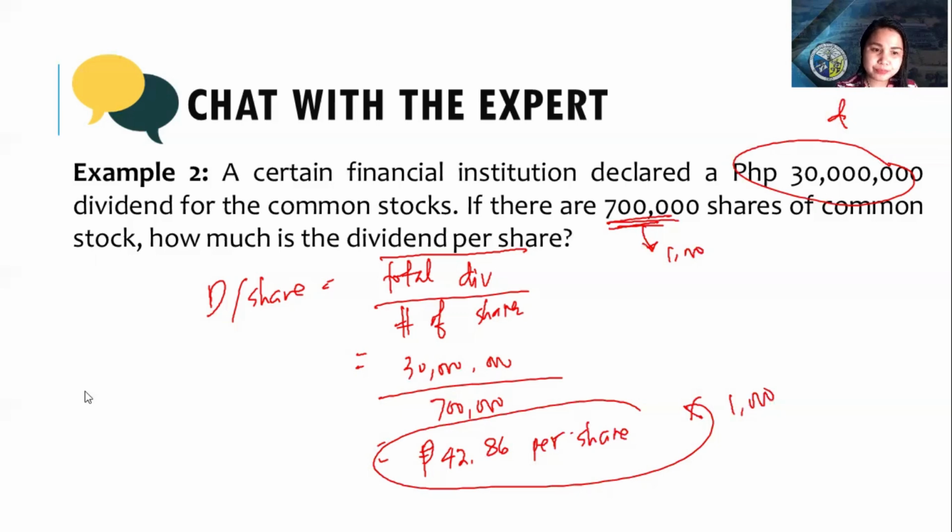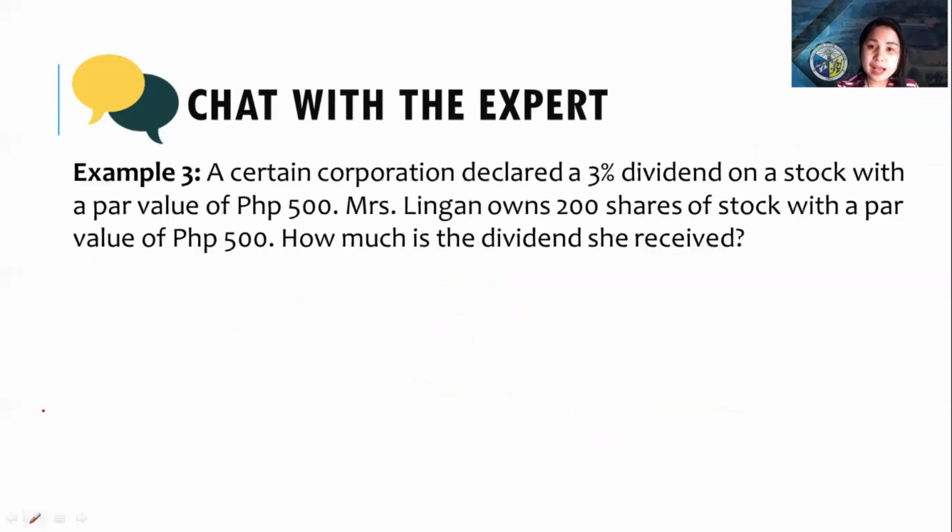The third example: a certain corporation declared a 3% dividend on a stock with a par value of 500 pesos. Mrs. Lingan owns 200 shares of stock with a par value of 500. How much is the dividend that she will receive? Now, if you see, there's the percentage, the par value, the value of the share, and the number of shares being owned. So how will our dividend be computed?